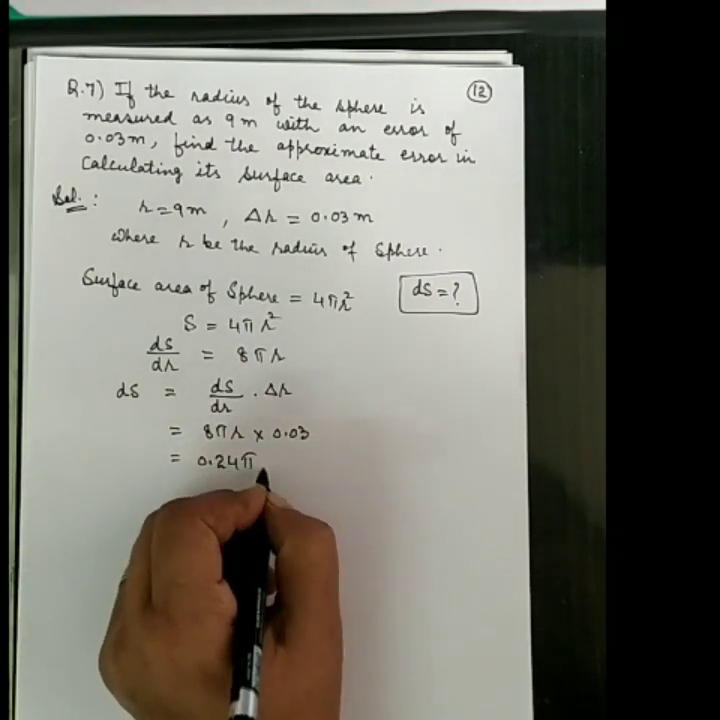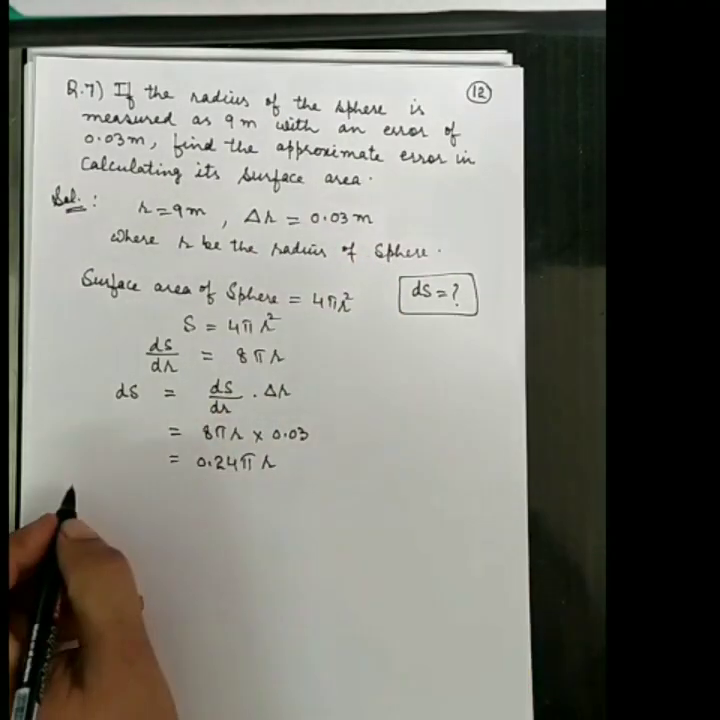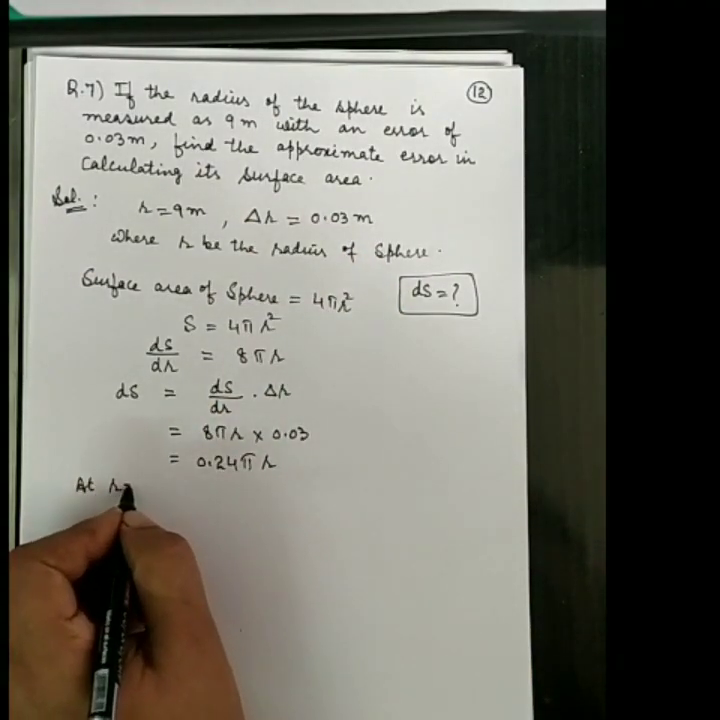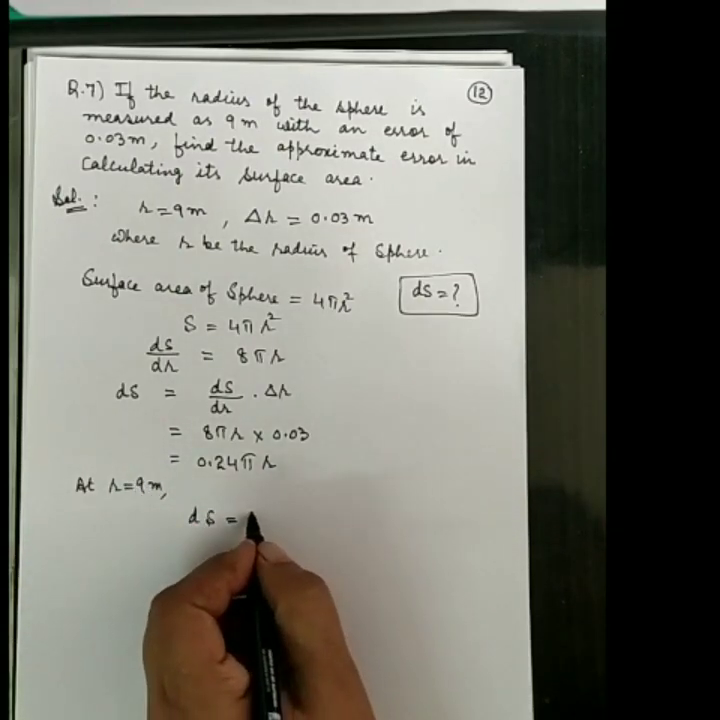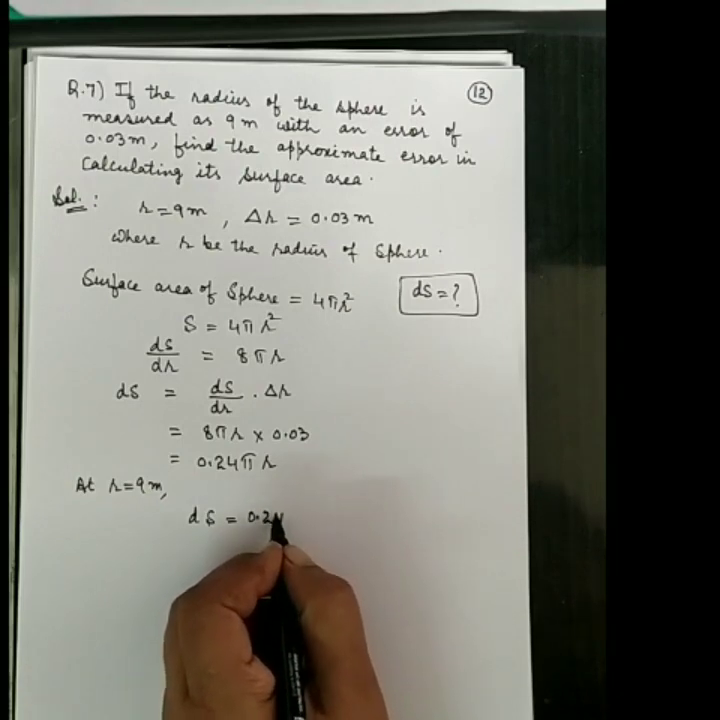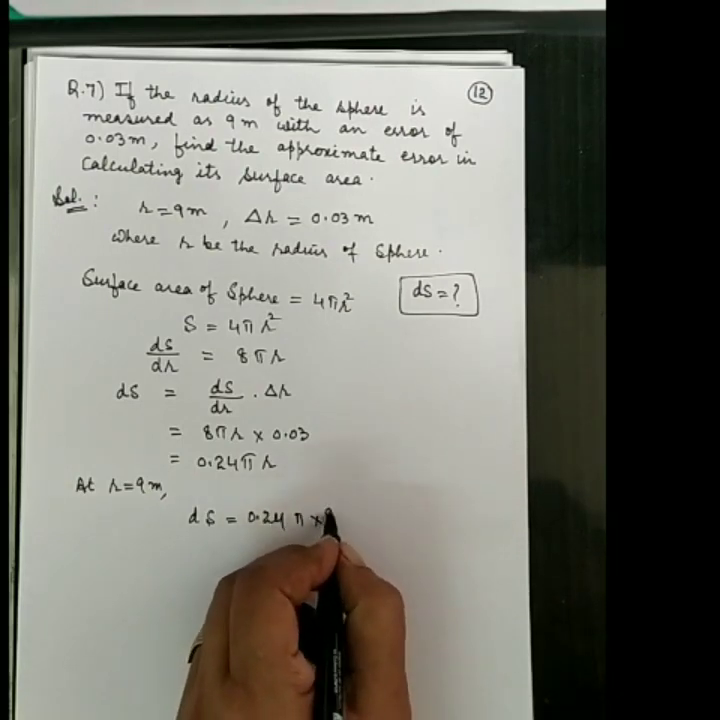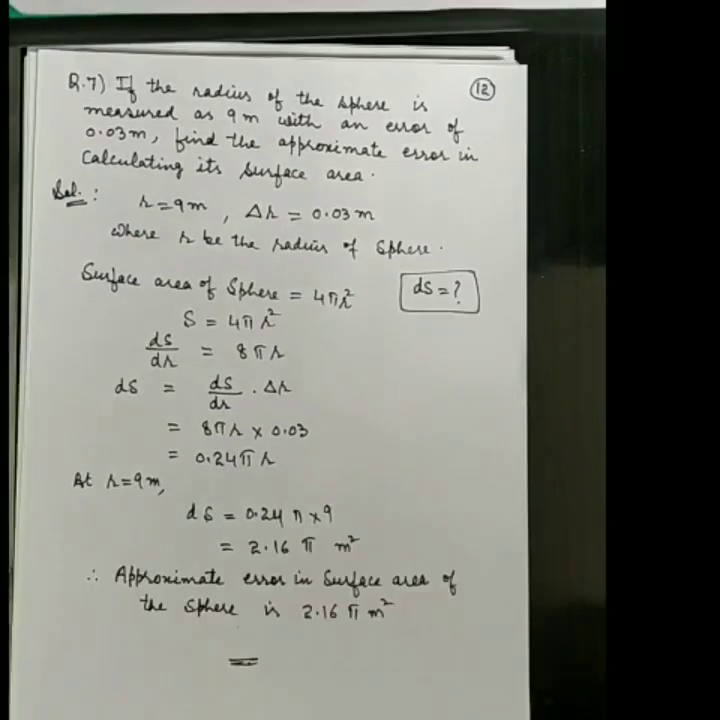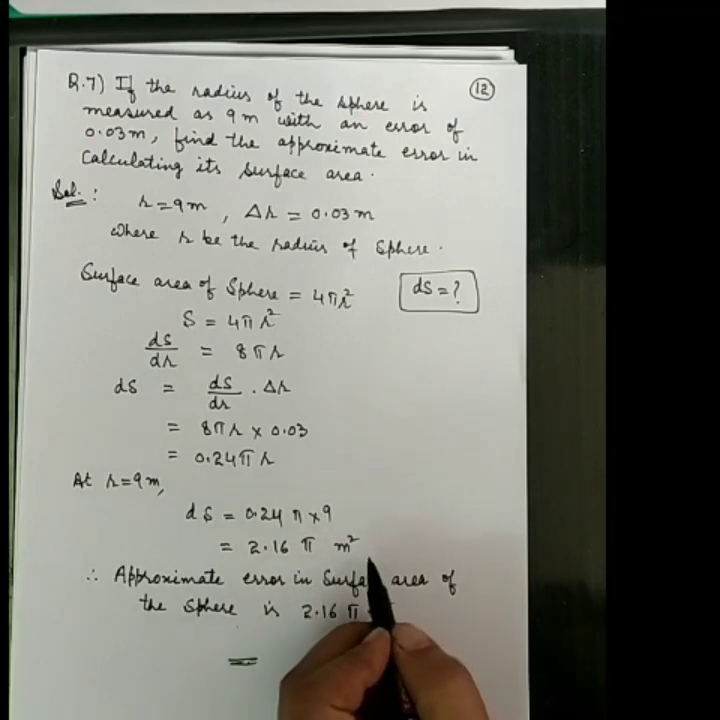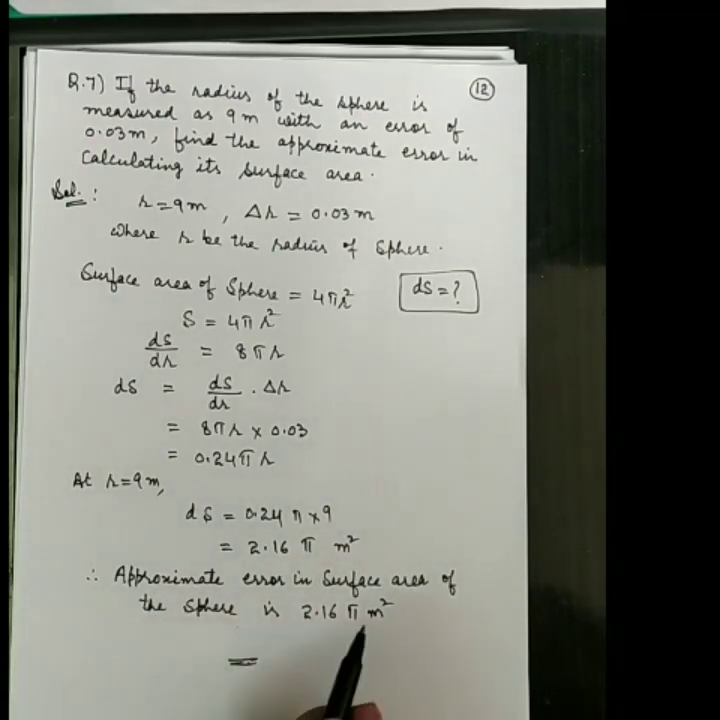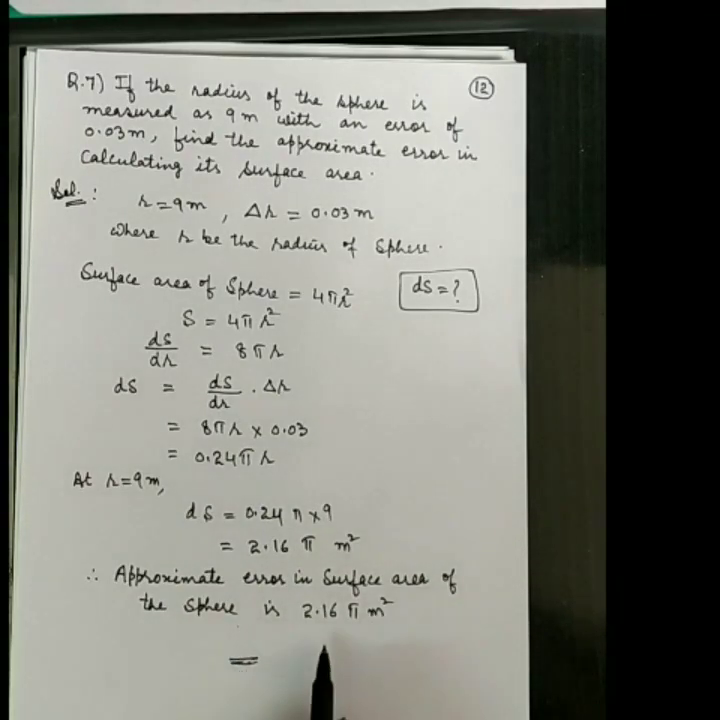0.24 pi r. Now r is given. So at radius 9 meter, dS is 0.24 pi into 9. It is 2.16 pi. Units will be meter square. That is, the approximate error in surface area of the sphere is 2.16 pi meter square. There are MCQ questions also.